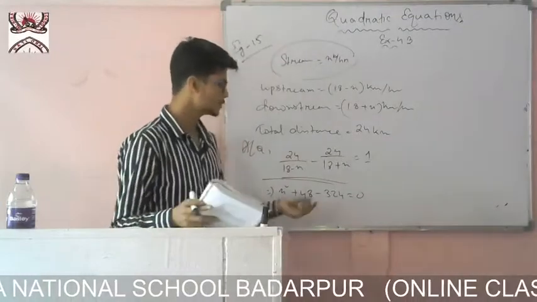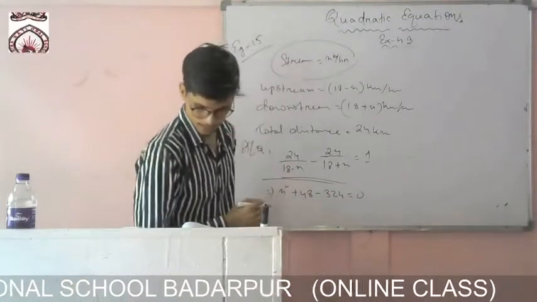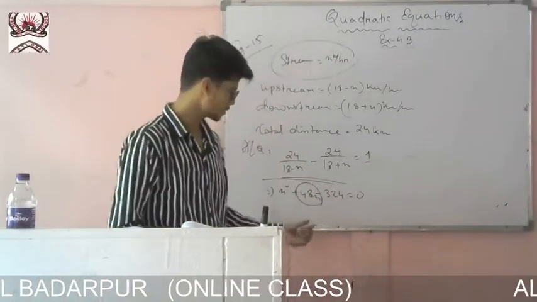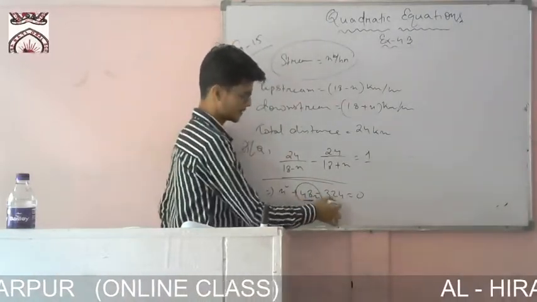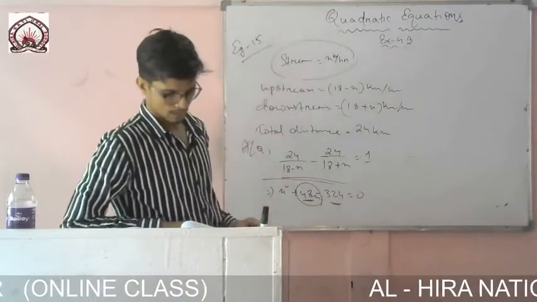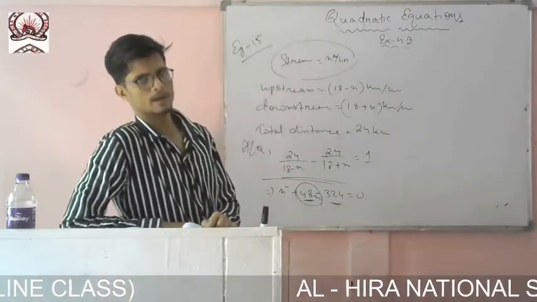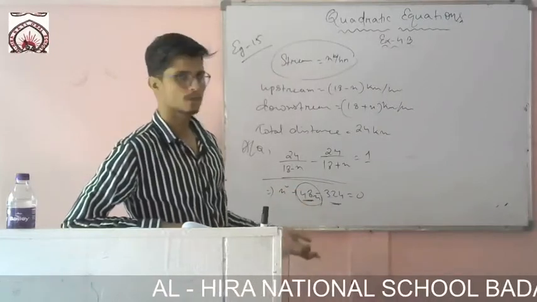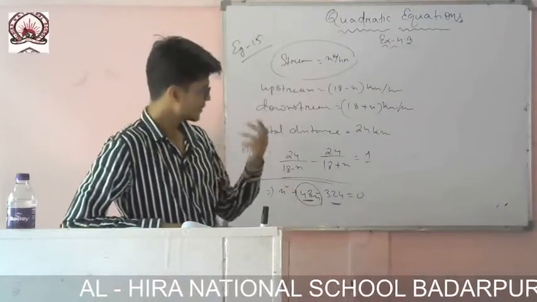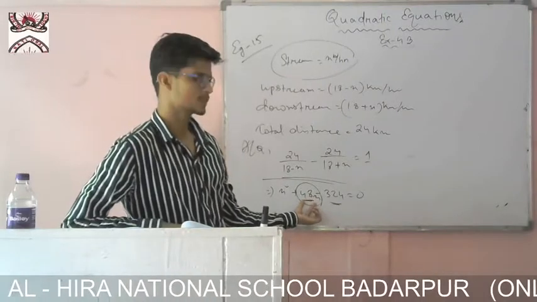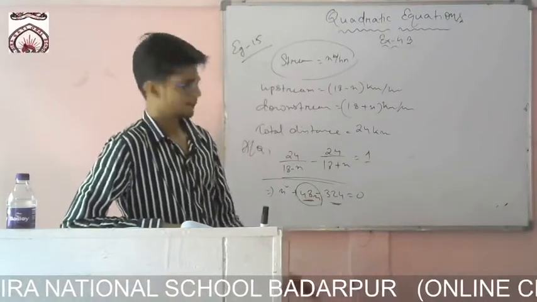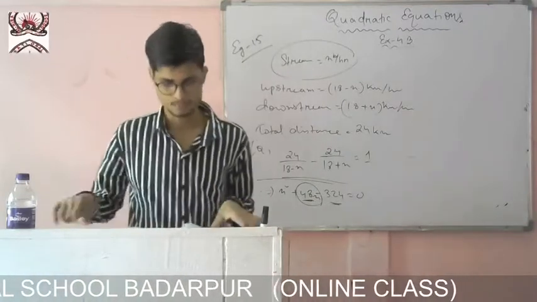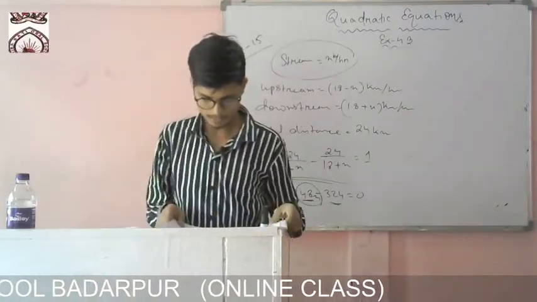After that, if you want, you can do middle term factorization. You just break this one, or you can use the quadratic formula also. It's up to you whether you break this one, as we do normally in all the sums, or use the quadratic formula and solve it. It's up to you. So now let us move to the next topic.